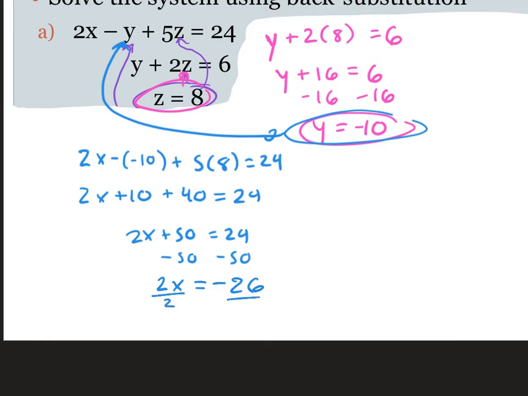What do we get for x? Negative 13. So how would we write our answer? Negative 13, negative 10, then 8. So we have to write our x, y, then z.